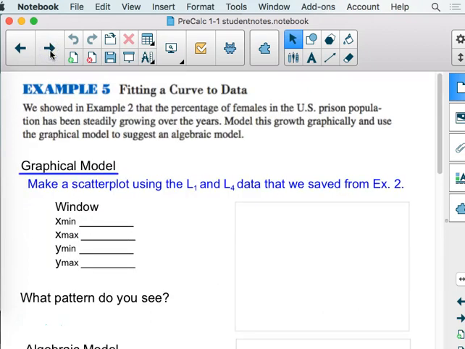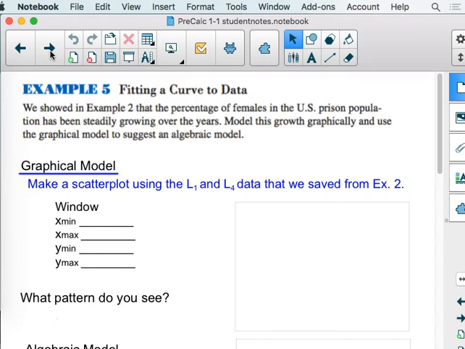Next up, fitting a curve to data. Well, we just did that. Exactly what we did. We showed an example too that the percentage of females in the U.S. prison population has been steadily growing over the years. Model this growth graphically and use the graphical model to suggest an algebraic model. All right, so we want to see what the dots look like and ask ourselves, parabola with this one, or maybe this one's a line. Maybe we should do linear regression. Maybe it looks like an S-curve. What does it look like so we can figure out which model would be best?